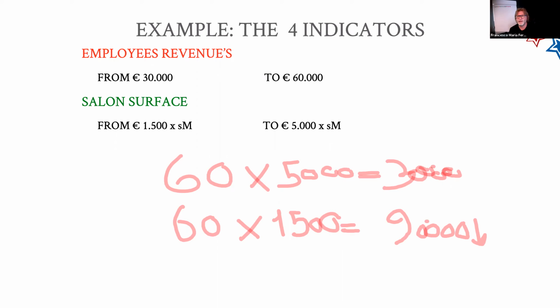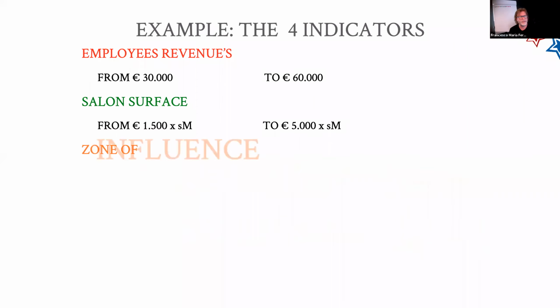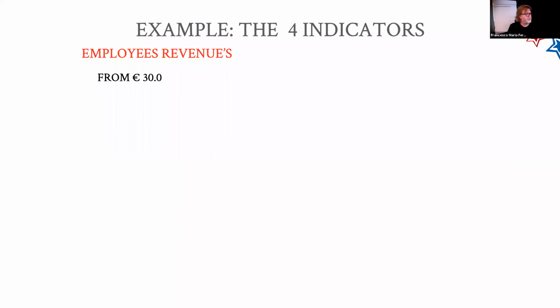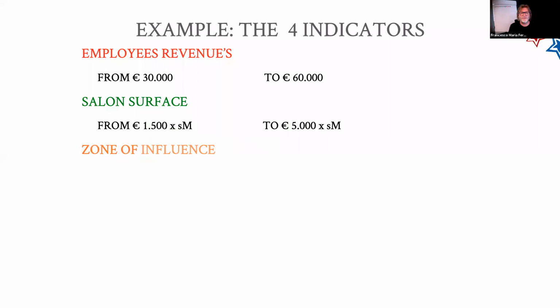Now, the next one is the influence zone, or zone of influence. Sorry, I clicked too many. Wait a second, I'm going back here. Basically the zone of influence is something like this. This is the hair salon, and this is the area around the hair salon.